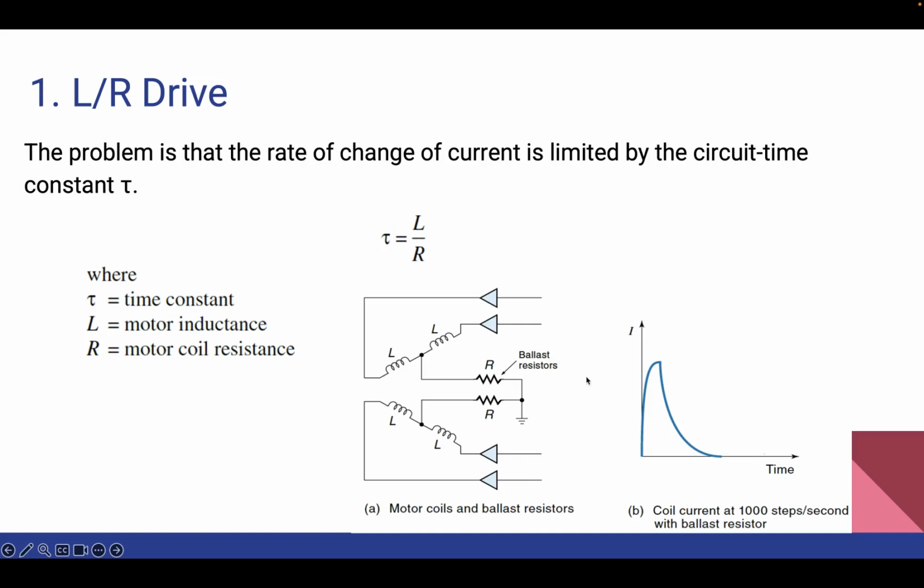So in that case, one solution to address this challenge is increasing the value of the resistance. So you see this resistance. We achieve this by incorporating ballast resistors, which are external resistors added in series with the motor coil. But why do we aim for a lower time constant? It's a very important question to consider.